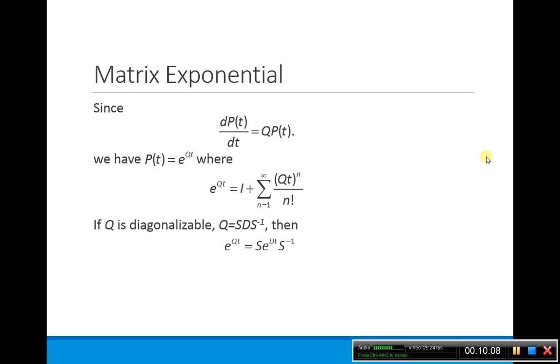But it's nice, you can either look at e to the Qt in this way, or if Q is nice enough to be diagonalizable, then things work out really nicely, because finding e to the Qt is as simple as finding our diagonalization. Remember here, D has our eigenvalues on it, S has our eigenvectors, and this is just the inverse of that matrix. And so then e to the Qt has this nice form. We just have S, e to the Dt, and S inverse.